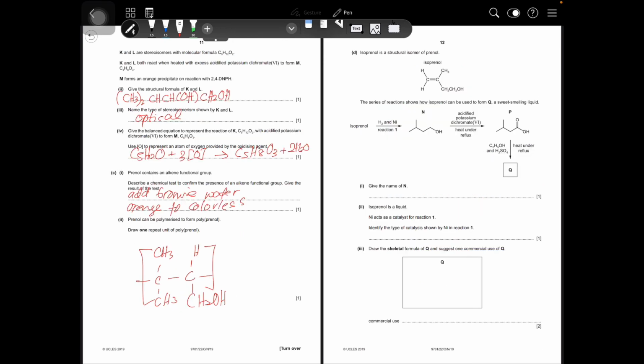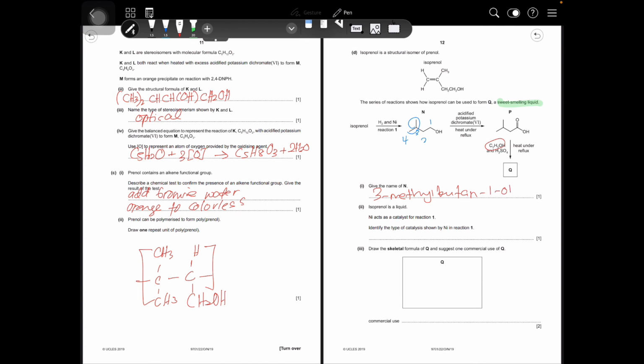Alright, let's get into the next question. Isoprenol is a structural isomer of prenol. So the series of reactions shows that isoprenol can be used to form Q, a sweet smelling liquid. So give the name of N. So start counting from the right to give the OH the lowest number possible. So you have 1, 2, 3, 4, and you have a substituent at carbon number 3. So we have 3-methylbutan-1-ol.